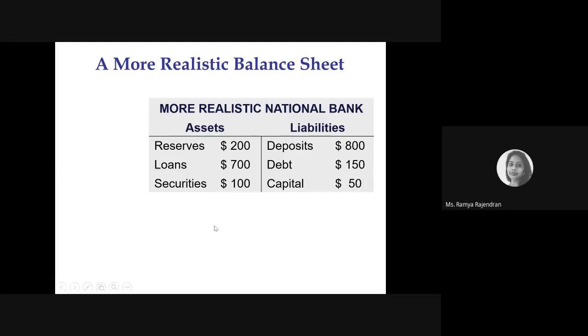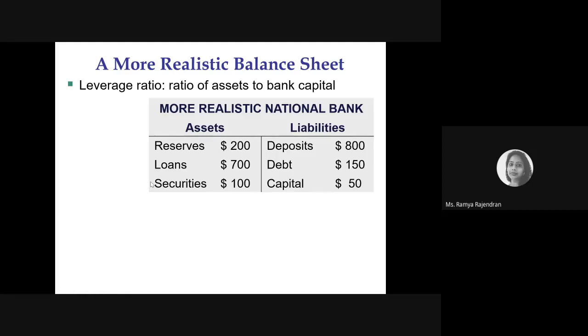Okay, and the capital is the money which is invested by the founder, or whatever profits a bank has made will be added to the capital. Reserves are nothing but the money that the bank holds. Loans is the money that has been lent to the borrower, and securities is the money invested in the stock markets.